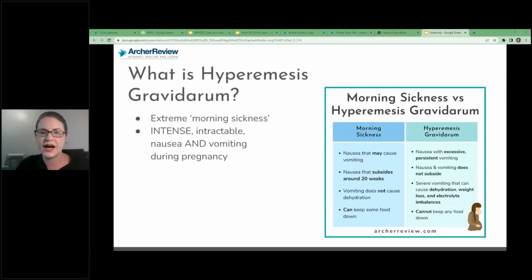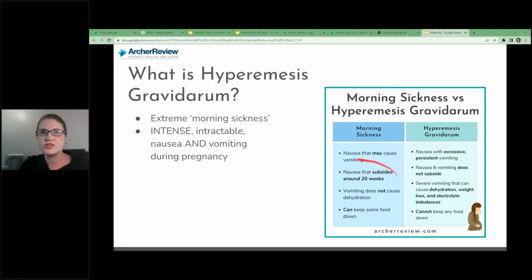It causes severe vomiting. So if you compare the two, on the left here we have morning sickness, and over here on the right we have hyperemesis gravidarum. With morning sickness, they have nausea, but it only sometimes causes vomiting. With hyperemesis, there's constant nausea and vomiting, and it's excessive and persistent. I've had patients who are so severely nauseated that if they even swallow their own saliva, they're immediately vomiting. These women are extremely sick.